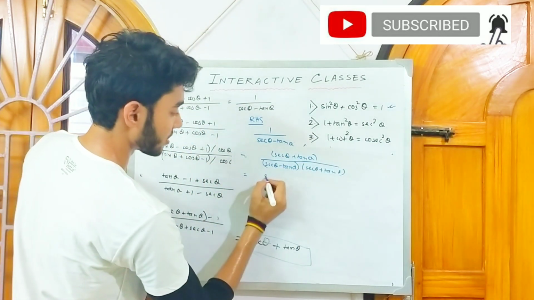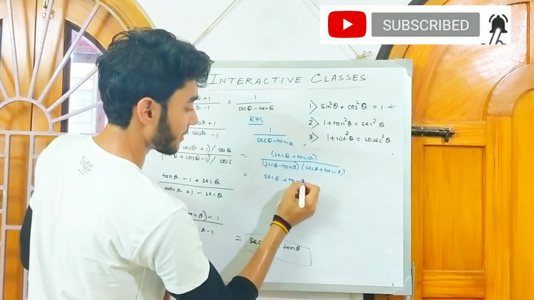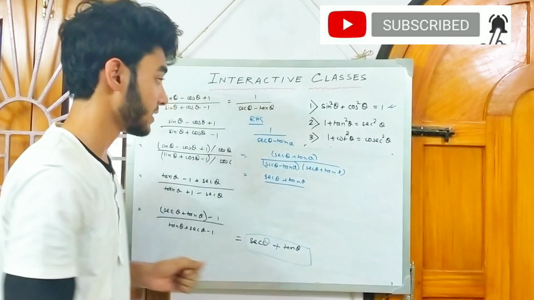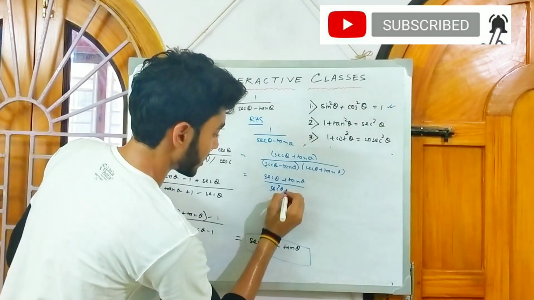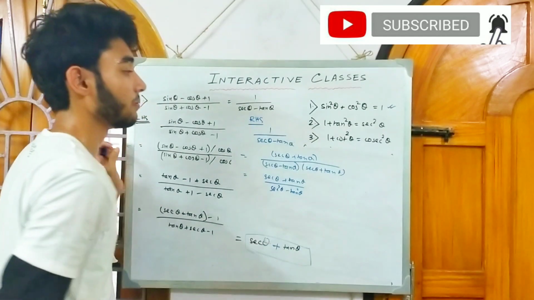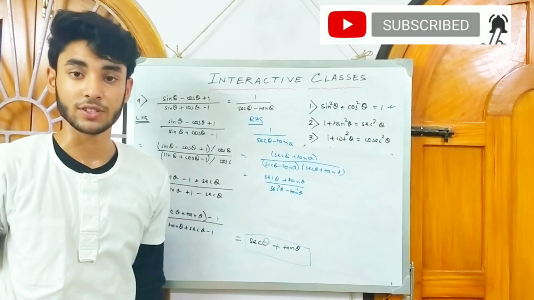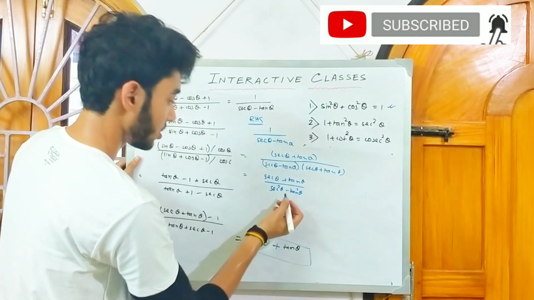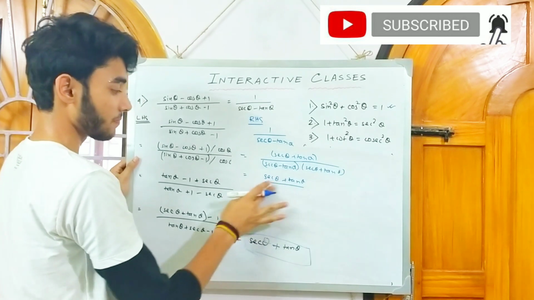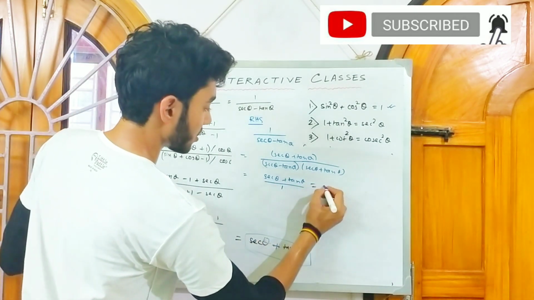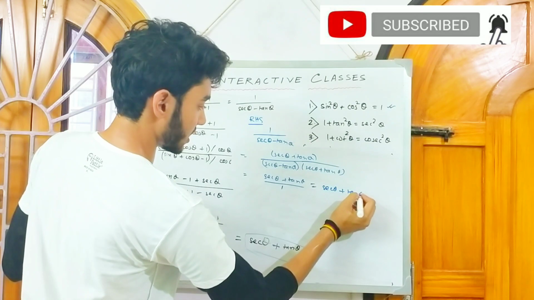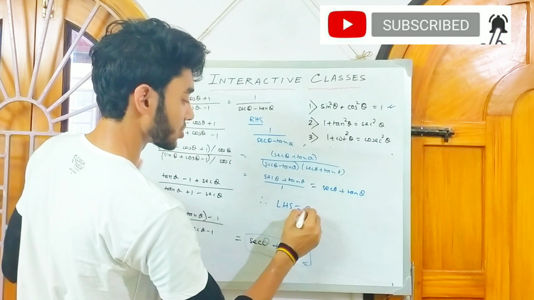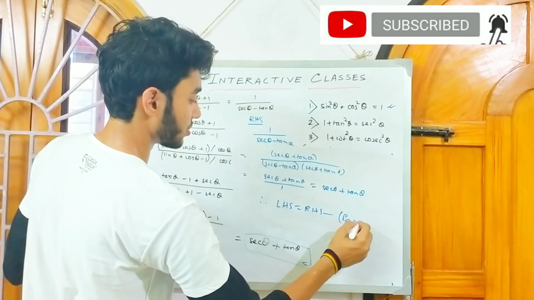And we know, again by the (a minus b)(a plus b) formula, that (sec theta minus tan theta) into (sec theta plus tan theta) is sec square theta minus tan square theta. Now by formula we know that 1 plus tan square theta equals sec square theta, so sec square theta minus tan square theta becomes 1. So we get sec theta plus tan theta, which is the same as LHS.